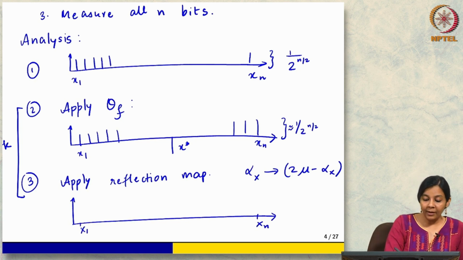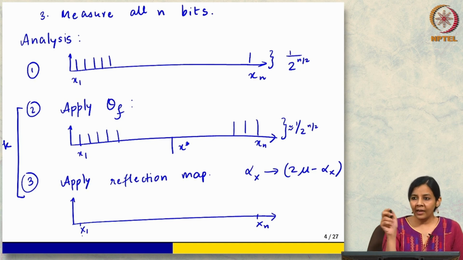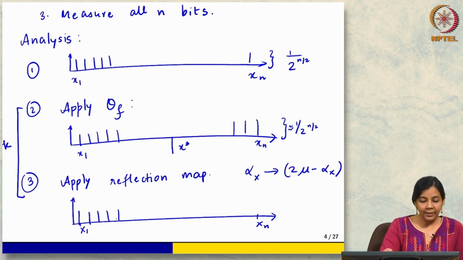So, in particular, let us say that x1 is not x star. Okay. So, can you tell me how does x1 change? Yeah, so it will remain almost the same, right, because it is already very close to mu. Okay. So, 2 mu minus it will be almost the same. So, it is almost there, and similarly for all the other points.